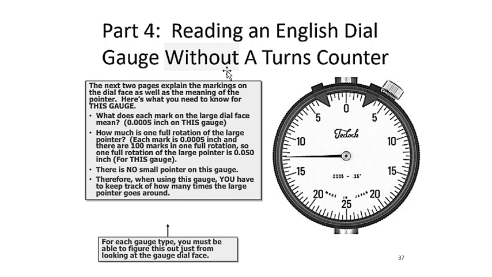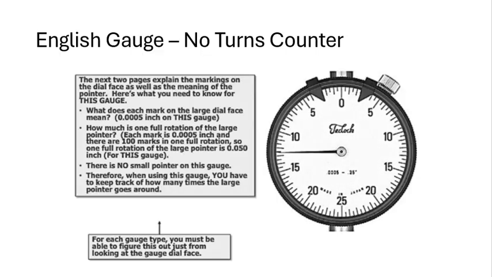And then, okay, so now let's get to part 4, which is reading the English dial, and this time without the turns counter. I tried to make it a little bit bigger so you can see it. This is another one, which is your English gauge, and as you can see, there is no little dial inside. When you look at it, it's a little bit difficult to read.